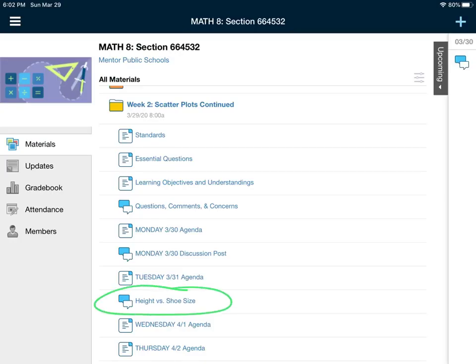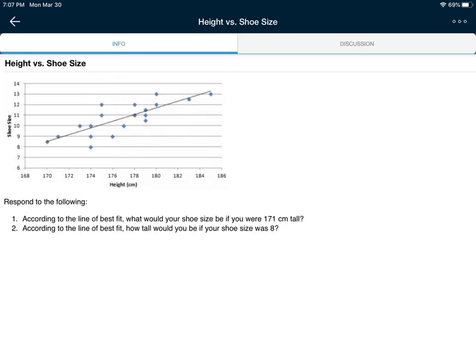The discussion post is the height versus the shoe size. So open your discussion post. So here you're analyzing the line of best fit. According to the line of best fit, what would your shoe size be if you were 171 centimeters tall? So if you were right in here, 171, what would your shoe size be?